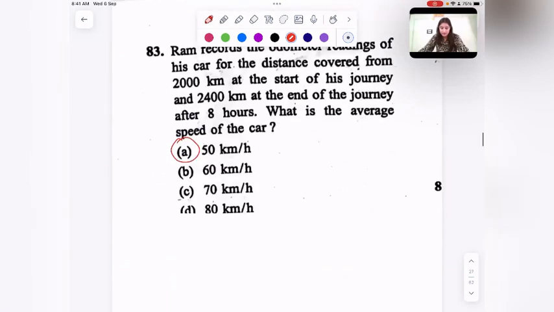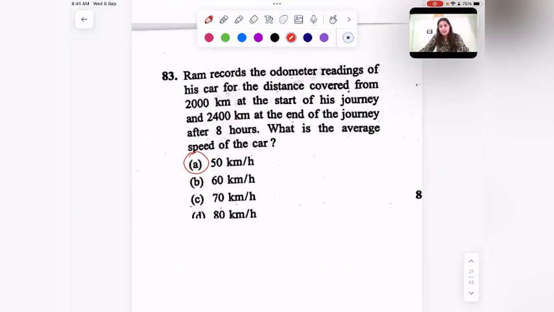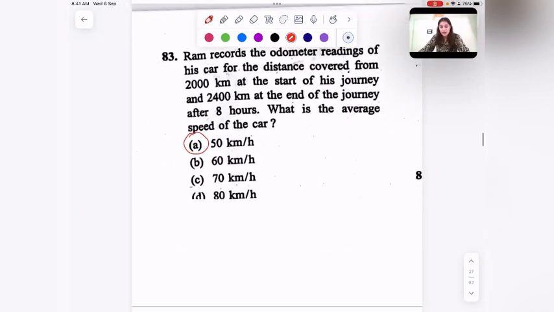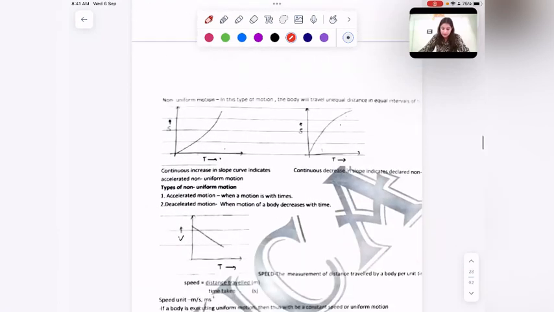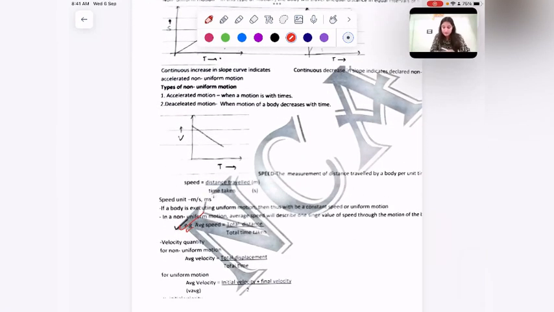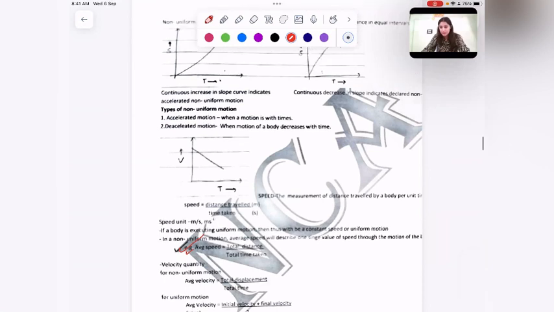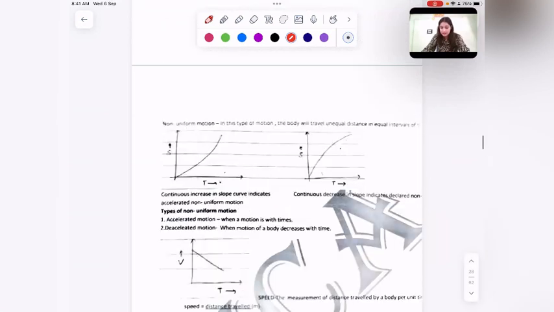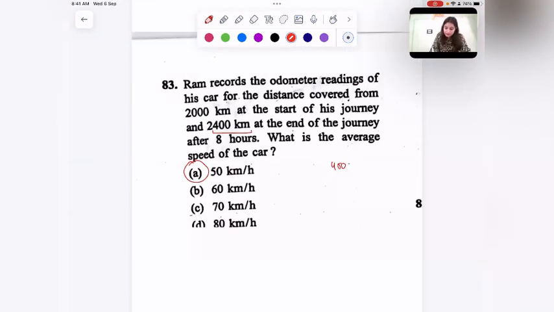Okay, next question. This question is from the motion chapter. Here you need to know the formula for average speed. This is the formula for average speed, total distance by total time taken, right? So here distance covered is 400 kilometers. Initially odometer reading was 2000 kilometers, now it's 2400 kilometers. So 400 by total time, 8 hours. So answer is 50 kilometers per hour, option A.